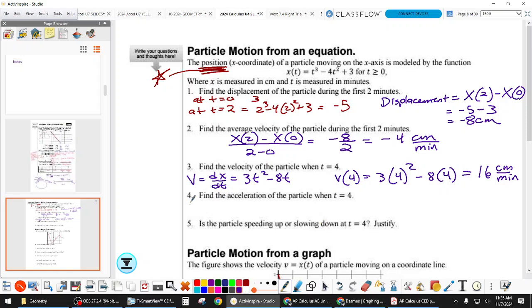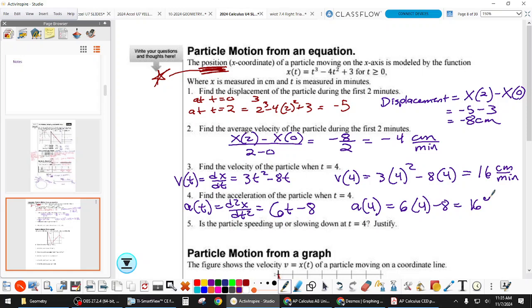Acceleration, how do we get that? The second derivative. And that is? 6t minus 8, so 16. And units? Good. No, that's a fluke that they're the same. It happens occasionally, but it's not like a thing. But they are the same.